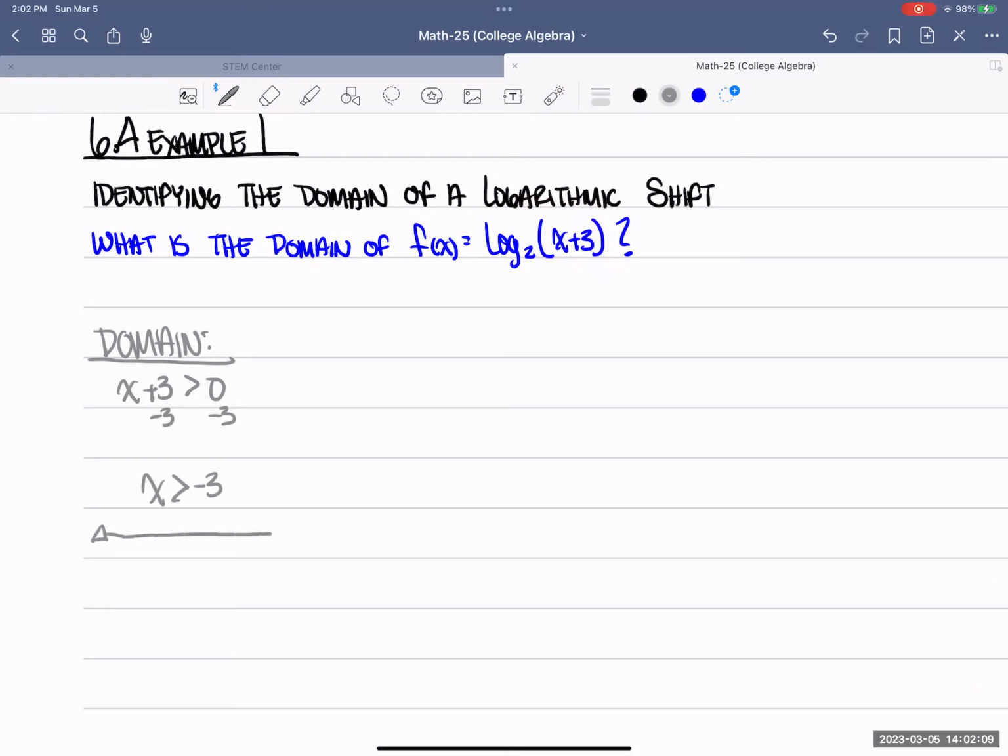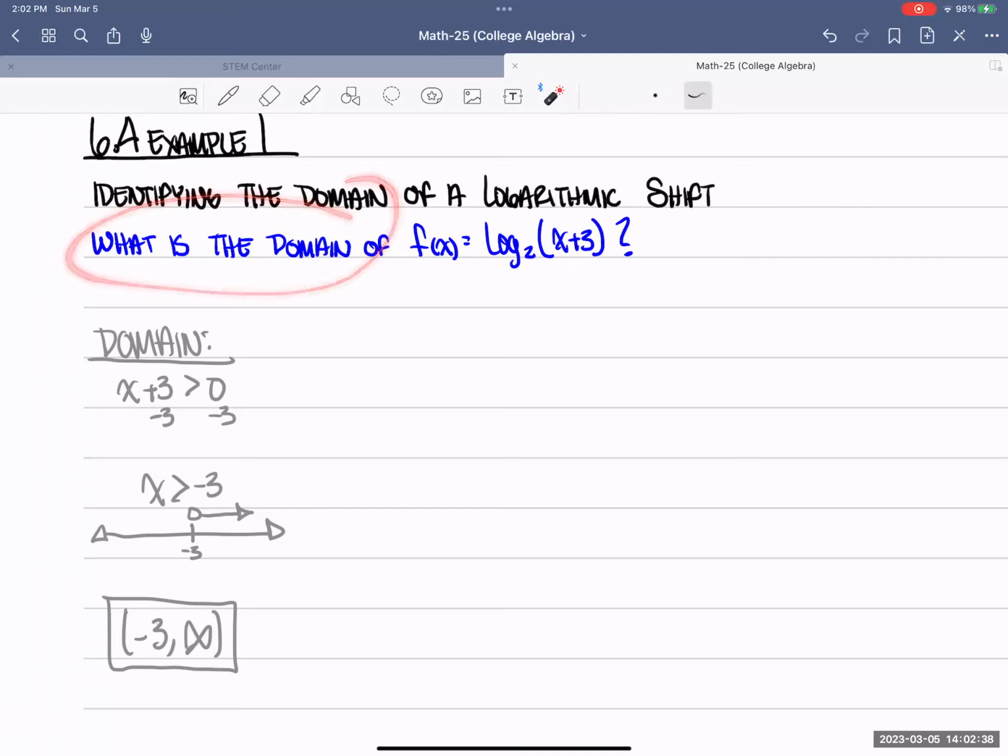If you want to put that on a number line, open circle, numbers greater than negative 3 are going to be numbers bigger than negative 3. So we have this arrow, which in interval notation, x has to be between negative 3 and infinity. So that's the domain. And that's it. That's all they asked us, the domain of the function.